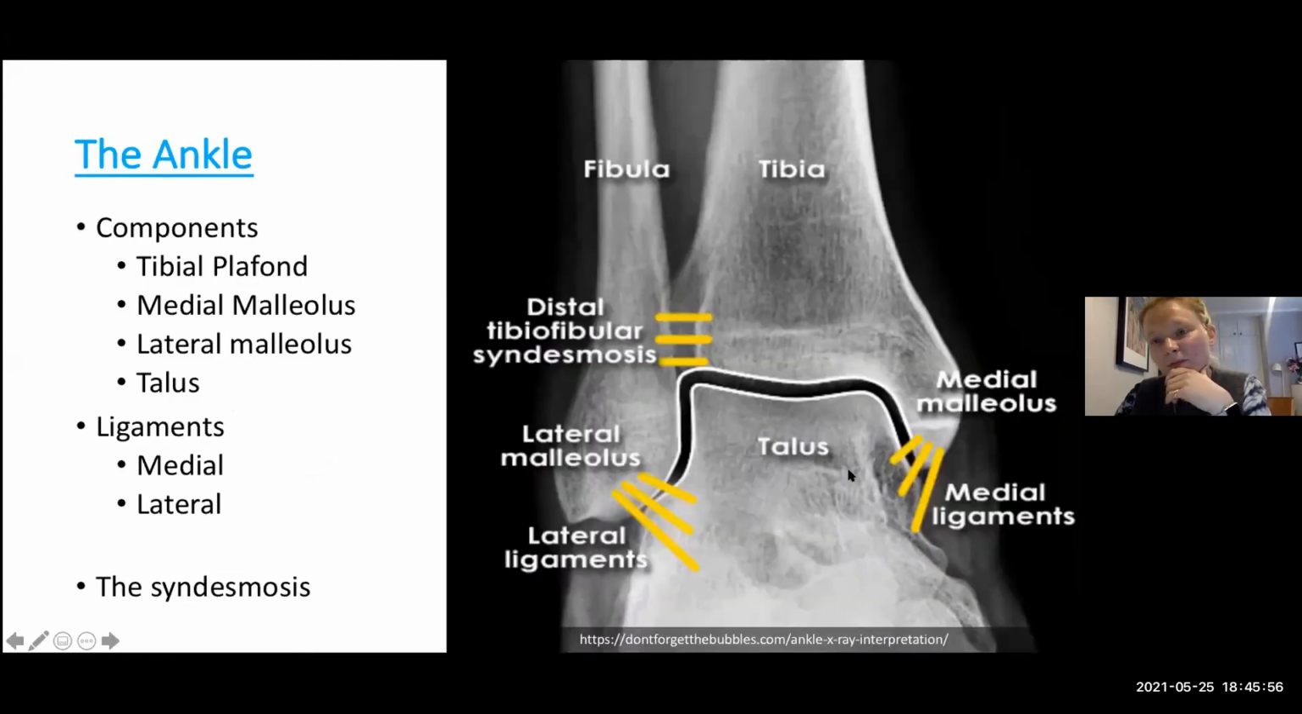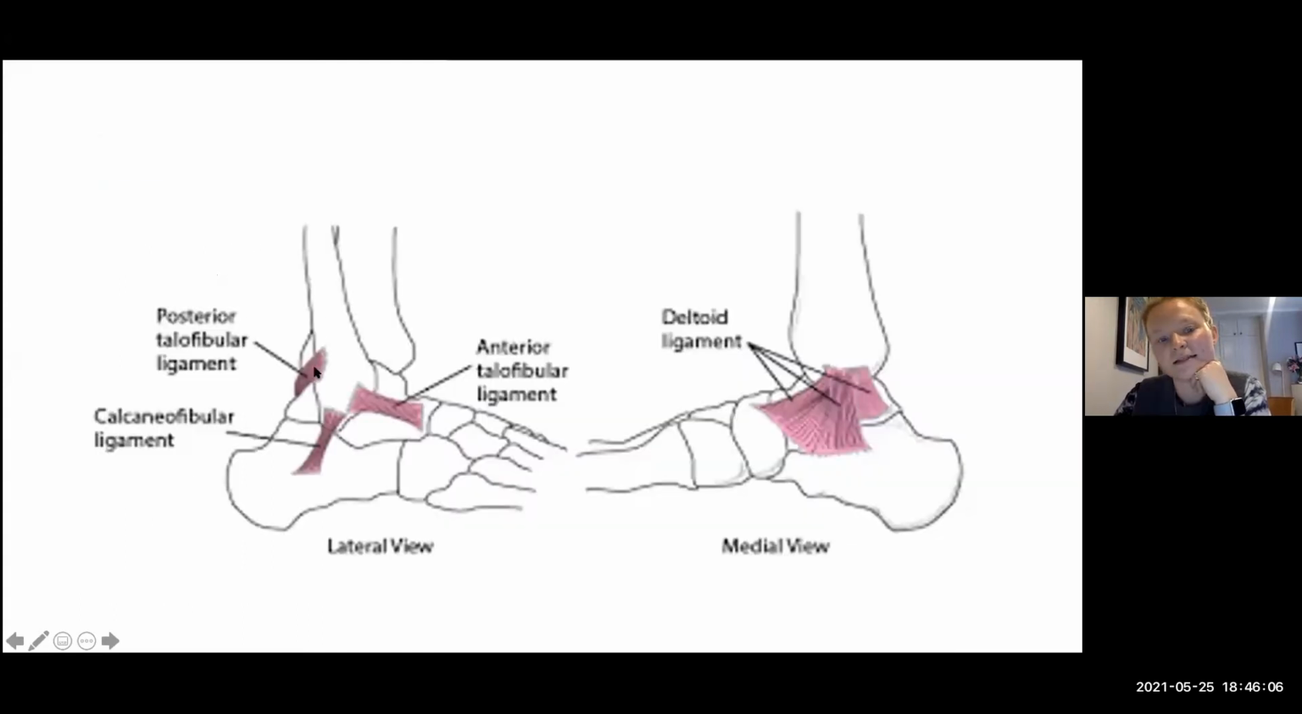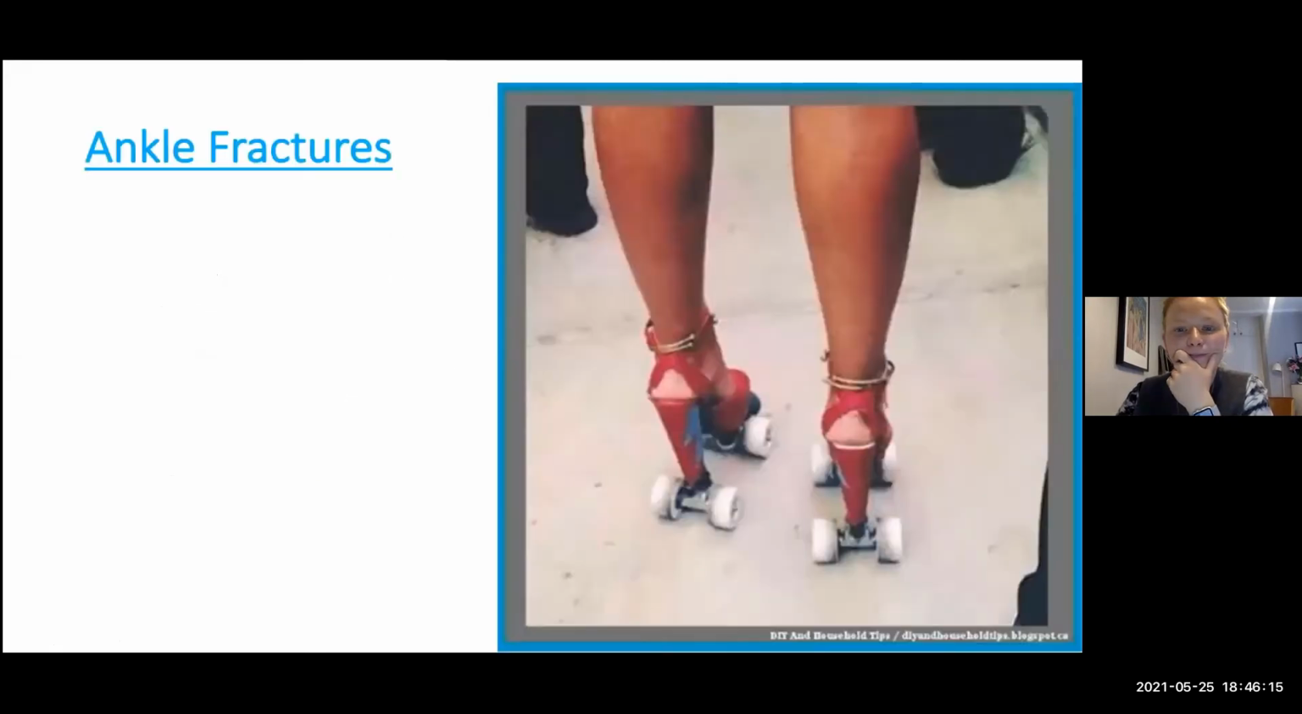Because what we can't see from this mortise view X-ray is the posterior malleolus, so the 3rd malleolus. And the ligament that is indicated here provides the stability and allows for good movement and flexion of the ankle joint. So, ankle fractures. I'm going to go now into the history and examination, and as well I will talk you through some of the common image findings that you will get to see.